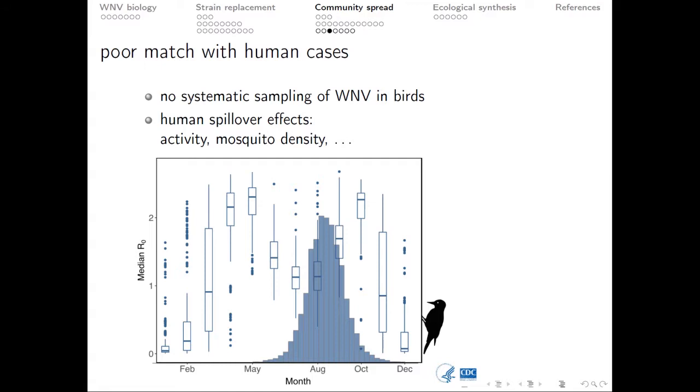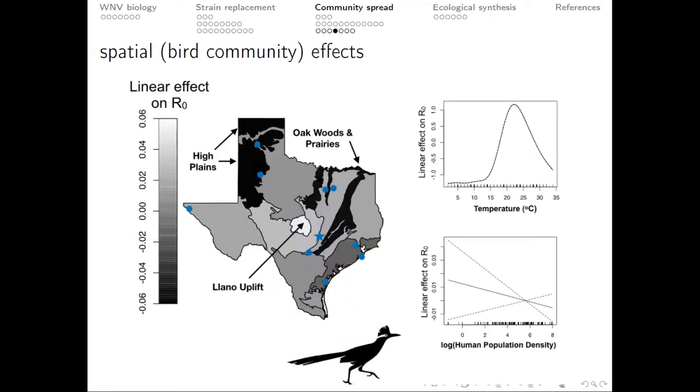The human cases, which is what we do know about, don't match our estimated curve of R0 very well. So either we completely screwed up our model, or more likely, there are a lot of other things going on that aren't in our model at all, like changes in mosquito population density, changes in bird behavior, and lots of changes in human activity. When are humans outside with shorts and short sleeve shirts on? And it would take quite a bit more work to get from where we already are to there.